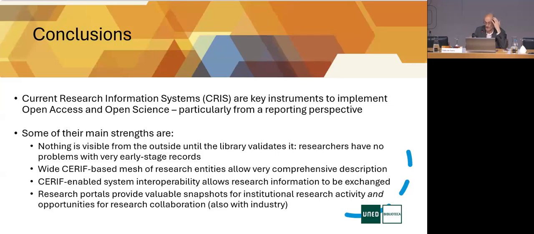Because the library validates everything, it's easy for us to keep track of what is open and what is not open. But they are happy to share very early stage outputs with us as a rule. The CERIF data model is critical to allow this research graph to be put together. The interoperability that CERIF makes possible is also critical because you would have regional or national portals built on top of the institutional ones.